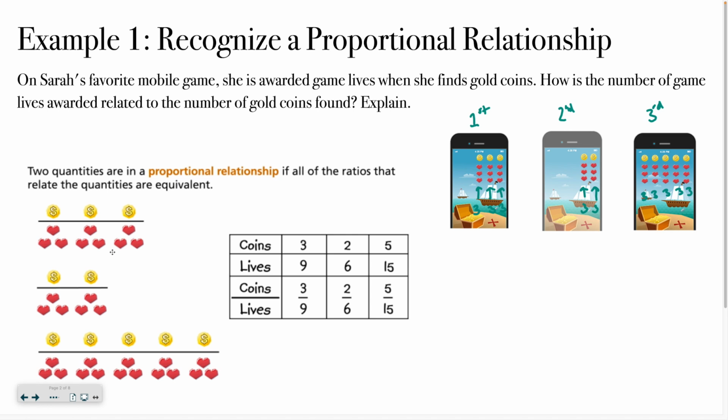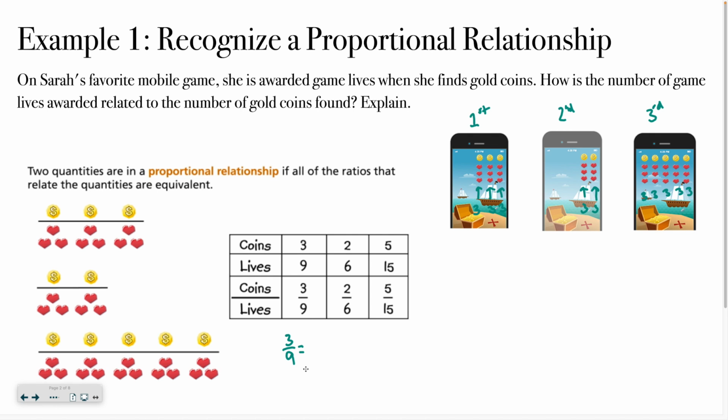And the answer is yes, because when she had 3 coins, she was awarded 9 lives or 9 hearts. When she had 2 coins, she was awarded 6. When she had 5 coins, she had 15. A very common way to write a ratio is as a fraction, so for this one it would be 3 over 9.